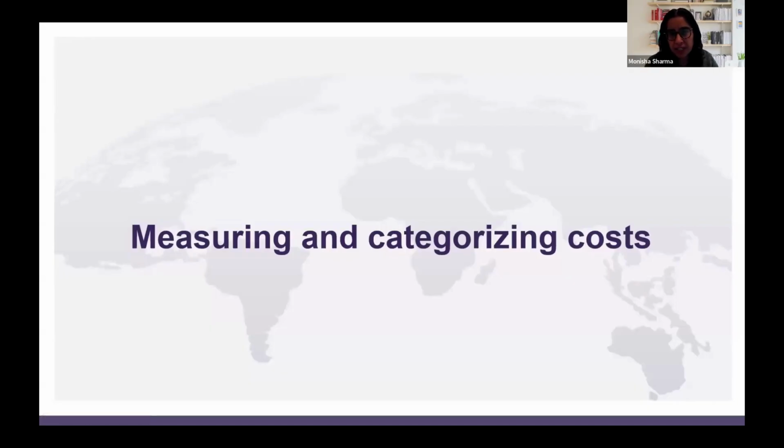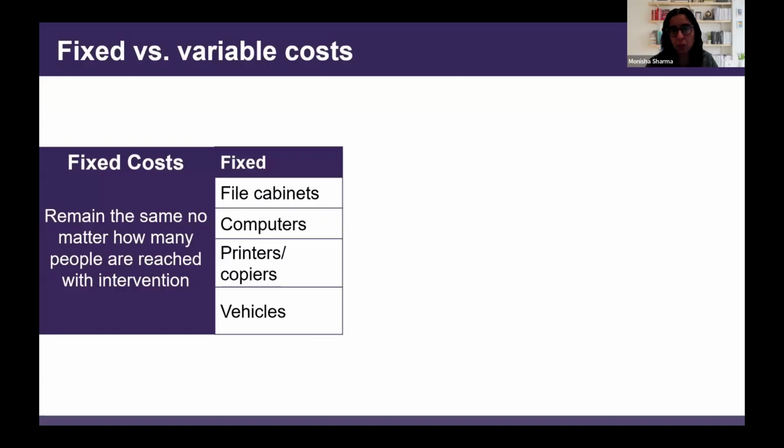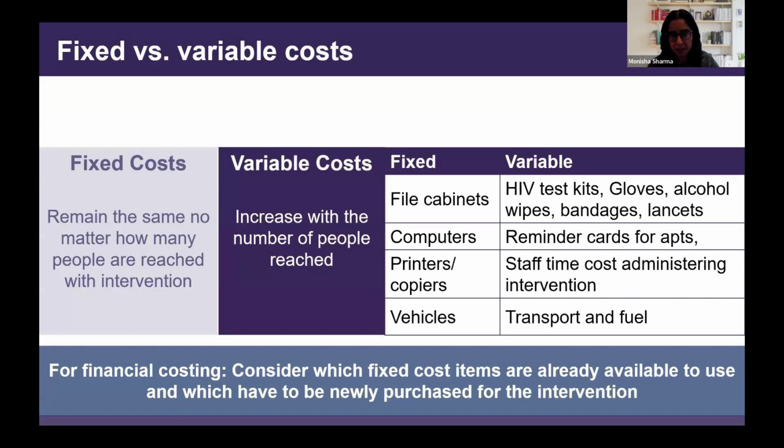So in terms of measuring and categorizing costs, you can also classify them into fixed versus variable. So fixed costs generally remain the same, no matter how many people are reached with the intervention. So if you are going to start a HIV testing intervention, you'll need file cabinets, computers, printers, and vehicles if it's an outreach intervention. And you'll have to buy these things even if you see 10 patients or 100 patients. That cost is not going to change.